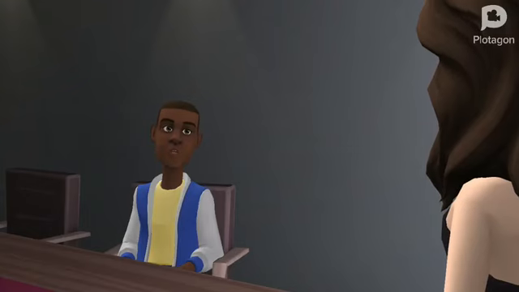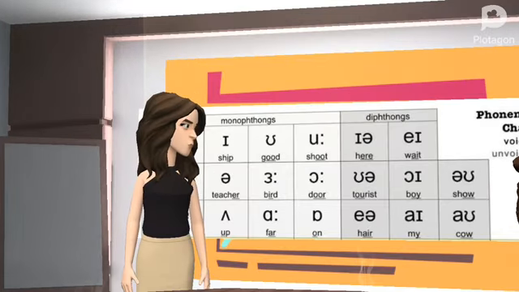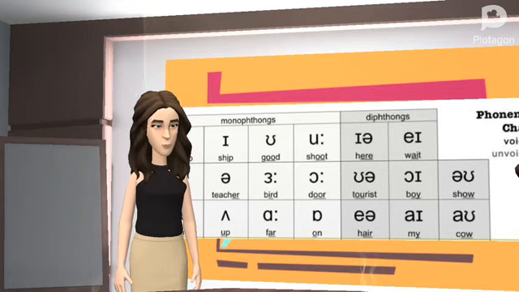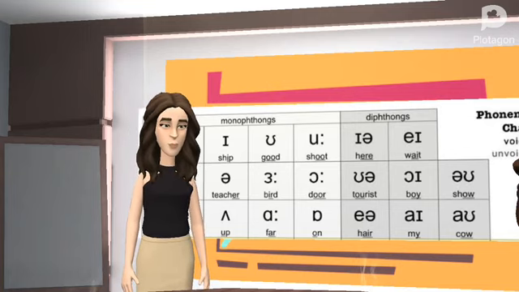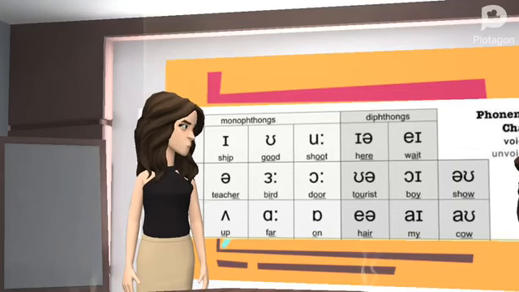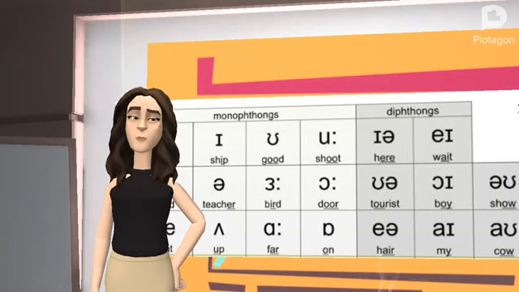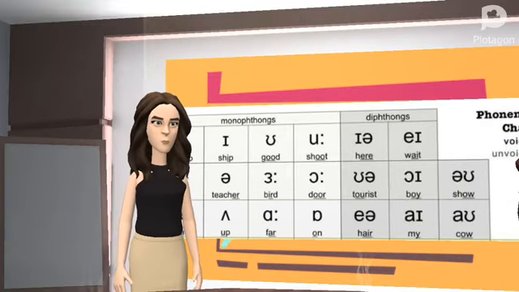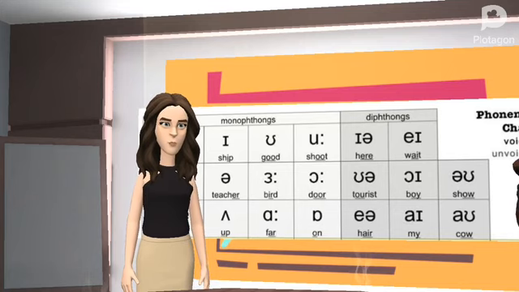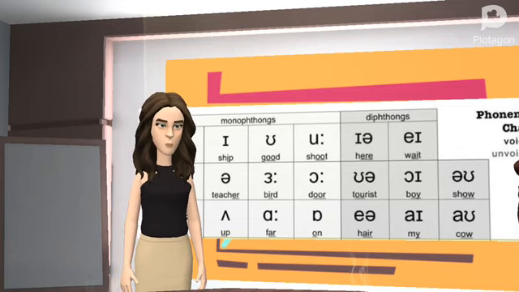Next, diphthongs. Now, I will explain about diphthongs. First, the sound is u, for example, here. Next, the sound like a, for example wait. Understand, next. Next, the sound like a, for example tourist. Next, the sound like oi, for example boy, oil. Next, the sound like ow, for example show. Next, the sound like ai, for example hair. And the last, the sound like ow, for example cow.